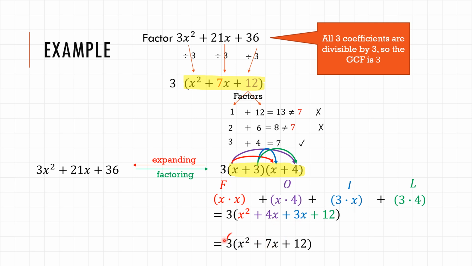And now finally, I have to multiply all of these by 3. And that gives me 3x squared plus 21x plus 36. What do you know? This is the same thing as this. It's the same thing as what I started with. So we can see that if you were to start with this and you factor it, it will look like this. And if you expand it, it will look like this. But it's important to know both of these are the same. They both give you the same parabola.